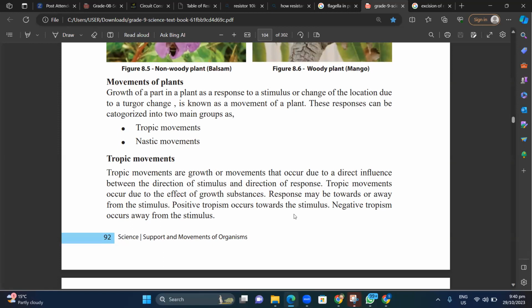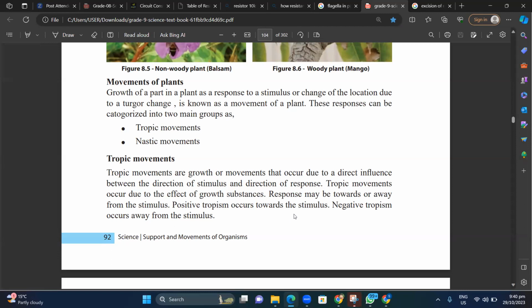These tropic movements occur due to auxin, gibberellin like hormones, which are given. You have written what the external supplies given to the plant are. Because of that, these tropic movements happen. Right, this can be towards or away from the stimulus. Positive tropism is basically towards the stimulus. Negative tropism is away from the stimulus.